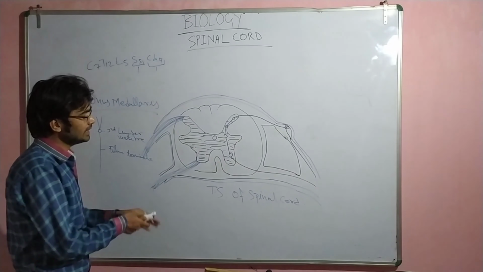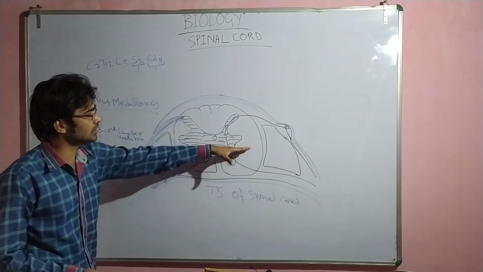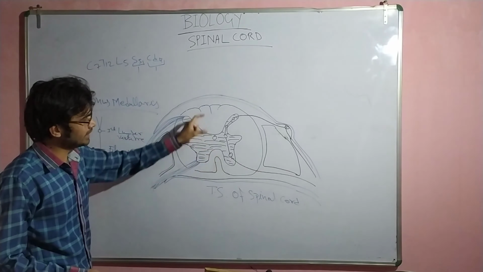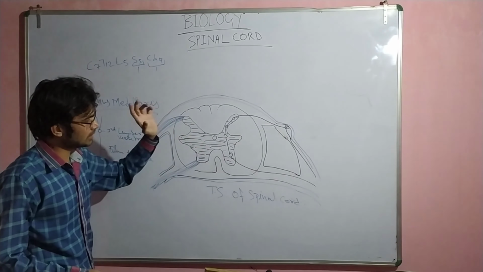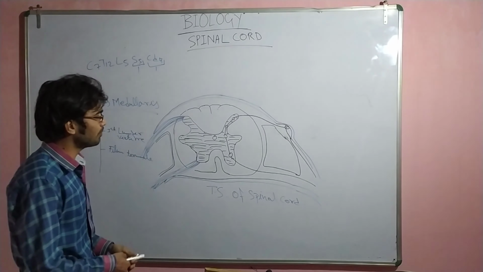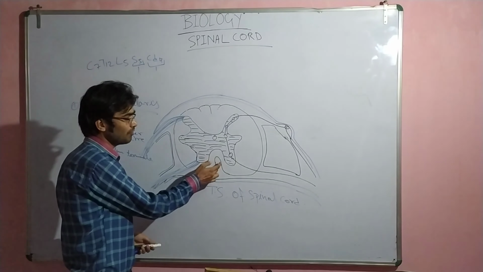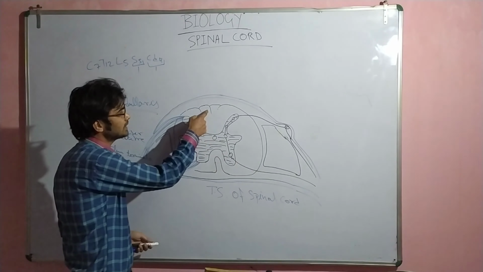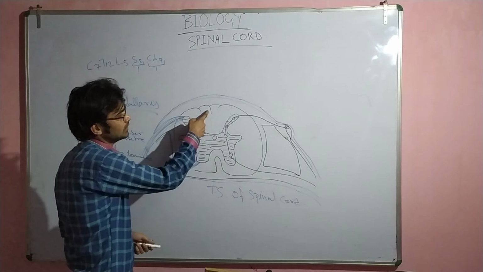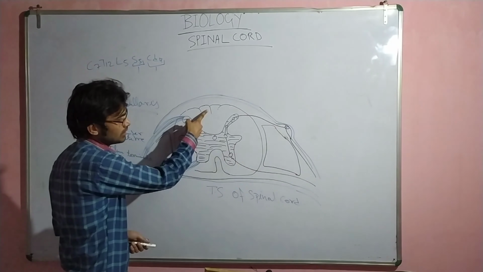You can see it forms an H-shaped structure. So this H-shaped structure is because of the presence of the fissures. This is the ventral fissure and this is the dorsal fissure.